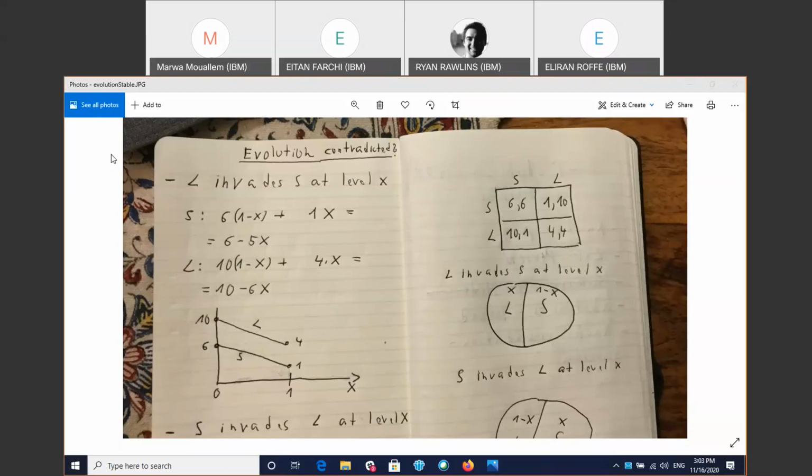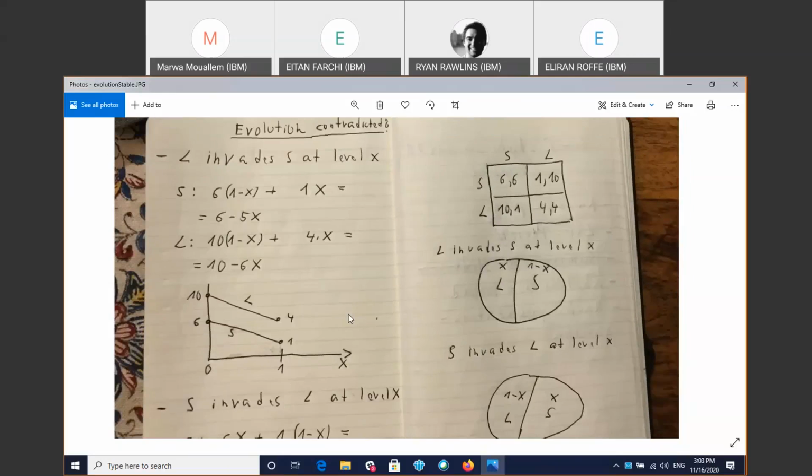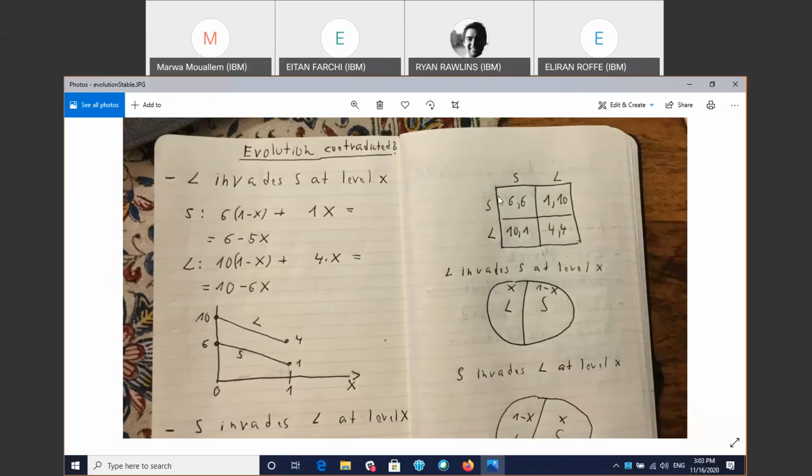So let's consider the following simple game. You have two actions. There are two players. Each one of them can act as small or as large, and these are the payoffs. So can anyone tell me what's the Nash equilibrium here in this game?